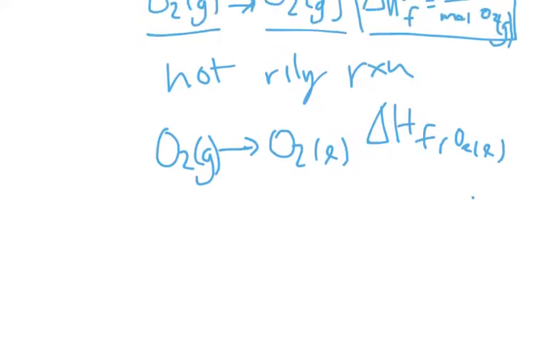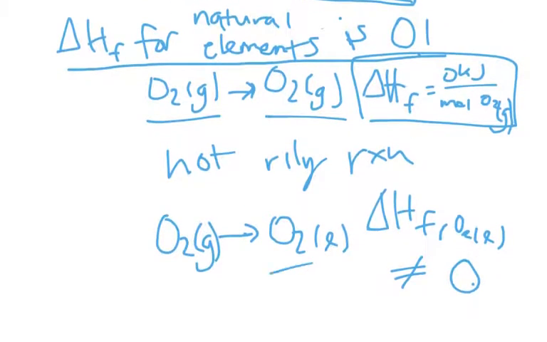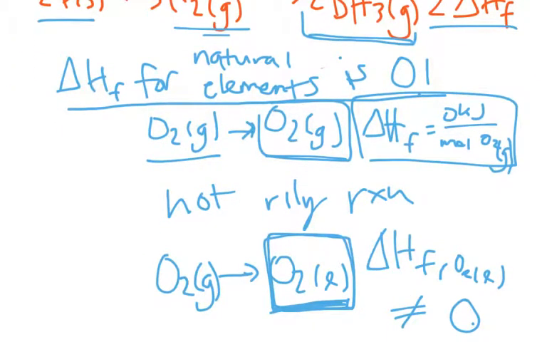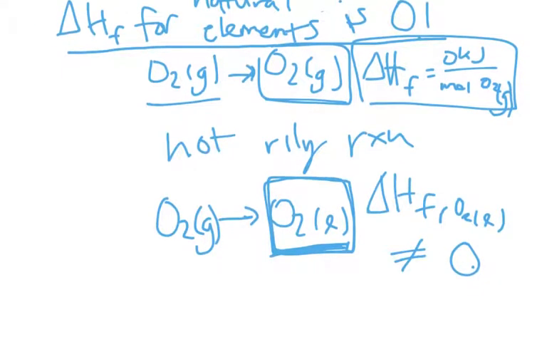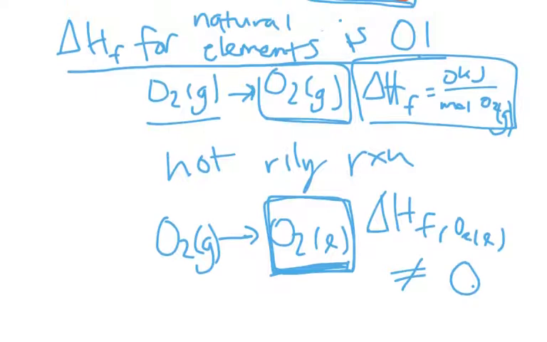So the ΔH of formation for O2 liquid is not going to be equal to 0 because it's not the natural form. O2 does not exist as a liquid on this planet. It exists as a gas on this planet. So the gaseous form of O2 will have 0 for its ΔHf, while O2 liquid will have a ΔHf that's not equal to 0. So keep a note of that whenever you're working on heats of formation.